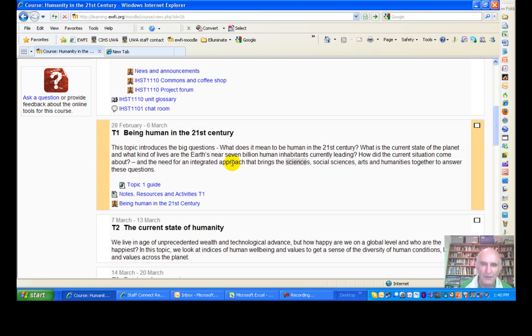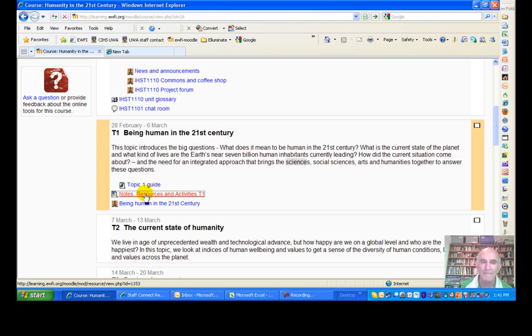Okay, read the very little abstract at the beginning, and then the best thing to do is to click on to the topic guide, which is what we're recording now. Having done that, go to Notes and Resources and read those thoroughly, and then go and do any activities that you get from those, such as posting to the forum of that particular week. Let's now have a look at the Notes, Resources and Activities.